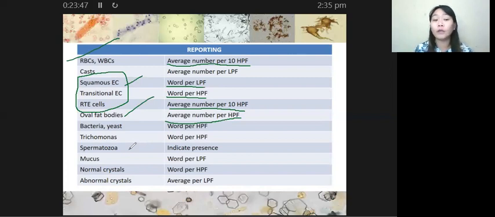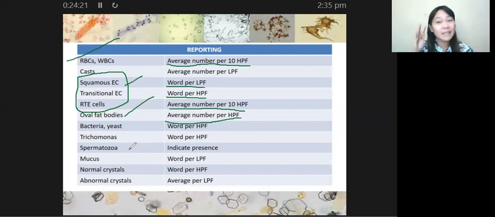Alright, so for your mucus threads, they are reported as word per LPF. Normal crystals, word per HPF. And then abnormal crystals, average number per LPF. Okay, so based on the manner of reporting, ano ang pwede nating gawin para mas mapadali yung pag-memorize natin when it comes to the reporting of your sediments? Ano ang napansin natin, class? Very good. Okay? Very good sa mga nakapansin.